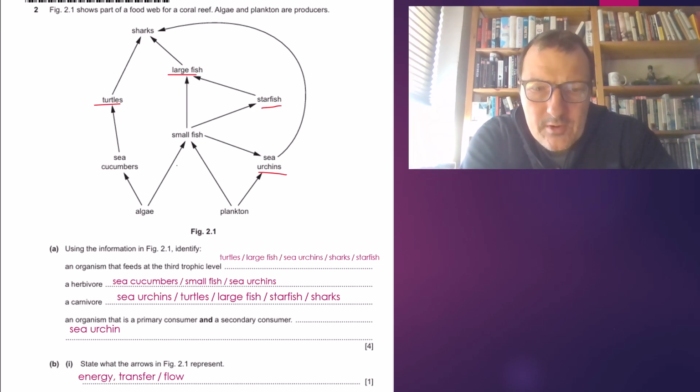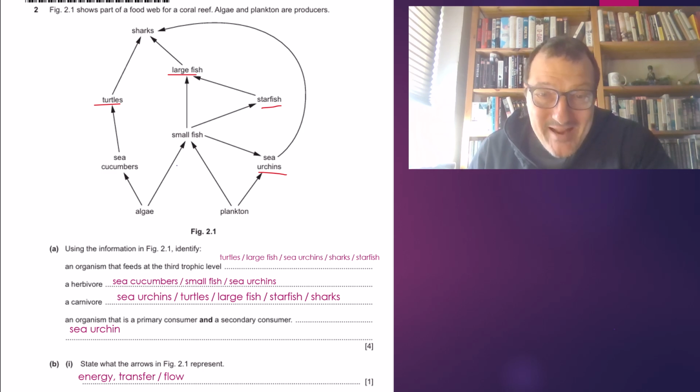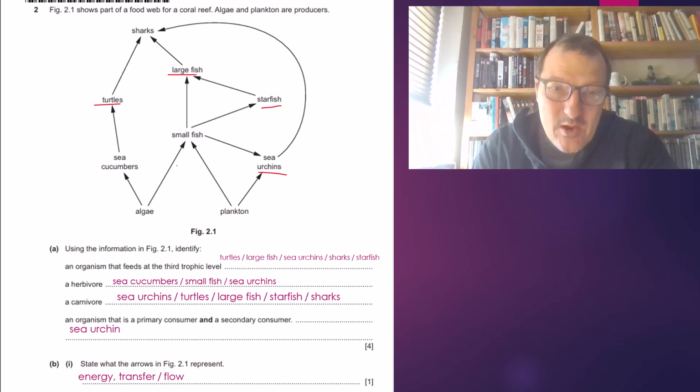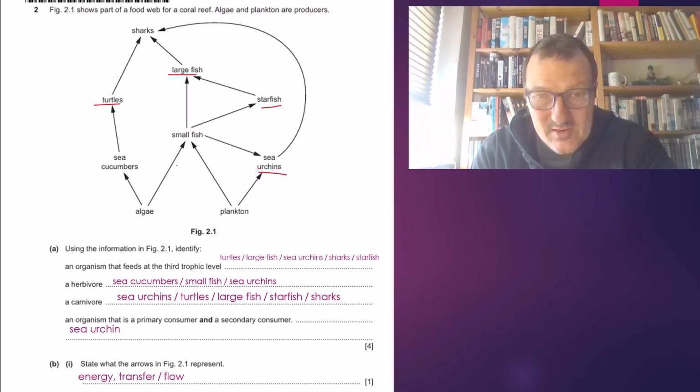So our first trophic level will always be our producers, which in this case is the algae and the plankton. Our second will be our first-level consumers, our herbivores, and our third level will then be our second-level consumers. In this case, that can mean the turtles, the large fish, the starfish, and it can actually also be the sea urchins, because the sea urchins eat the plankton, so then they're second level, but they also eat the small fish, then they're third trophic level. And it can be the starfish.